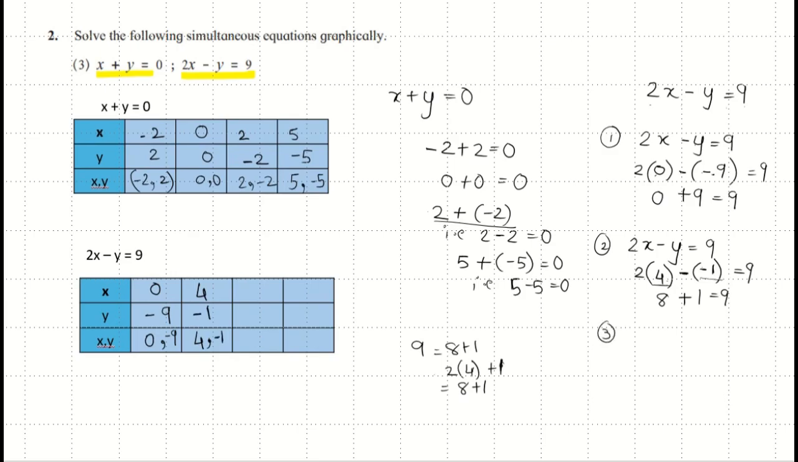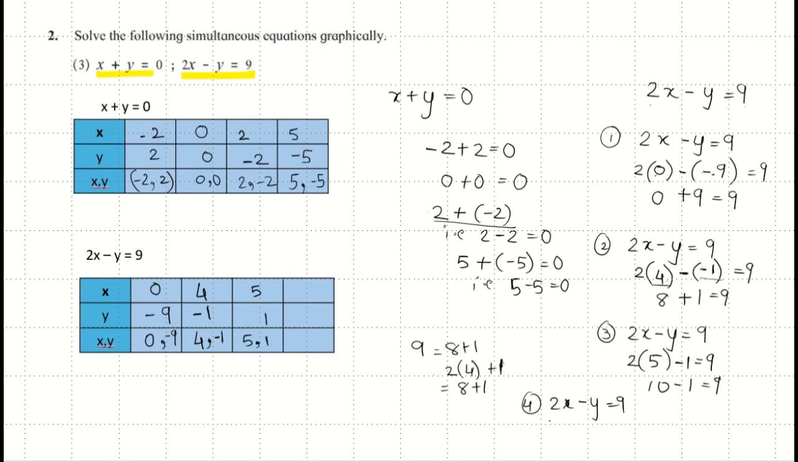Third, 2x minus y is equal to 9. A possible way is 2 into 5 minus 1 is equal to 9, that is 10 minus 1 is 9. So the numbers we can take are x as 5 and y as 1, that is 5 comma 1.